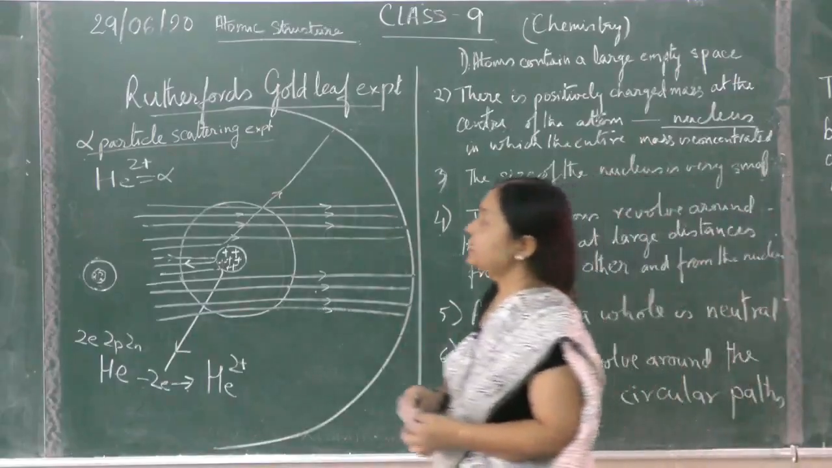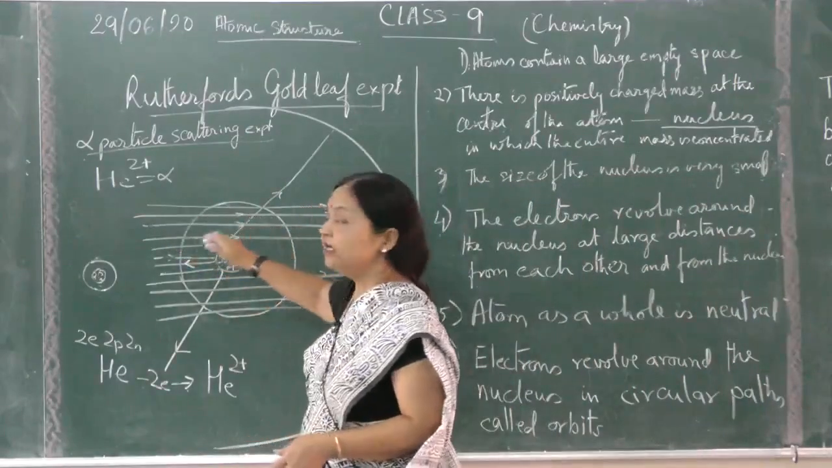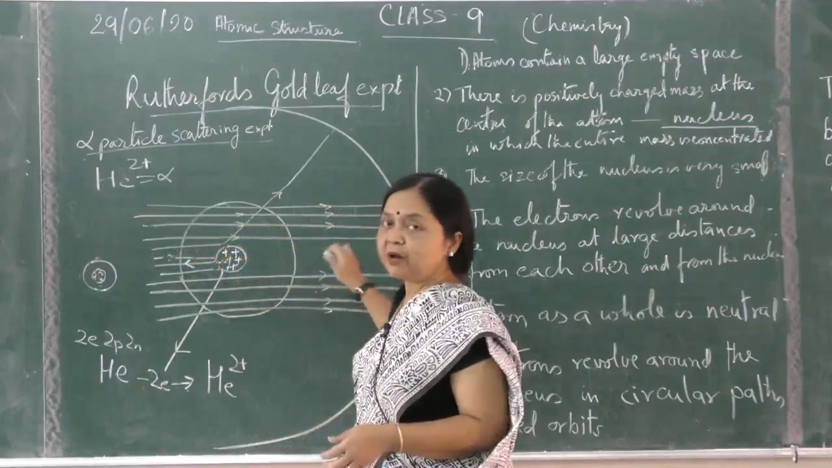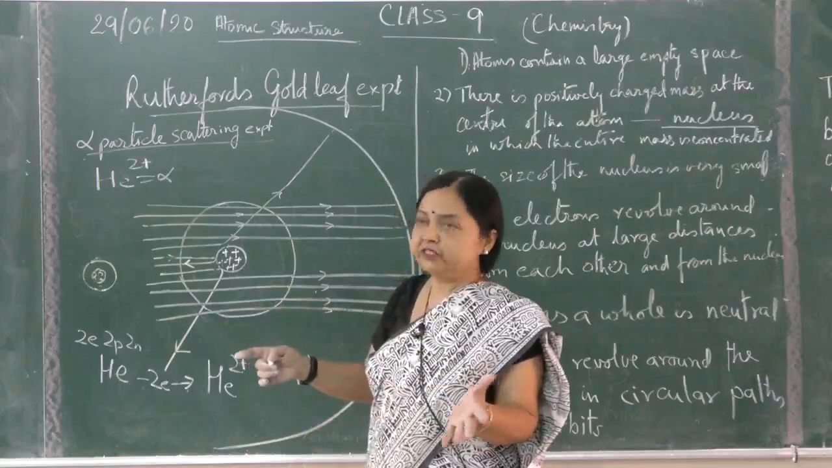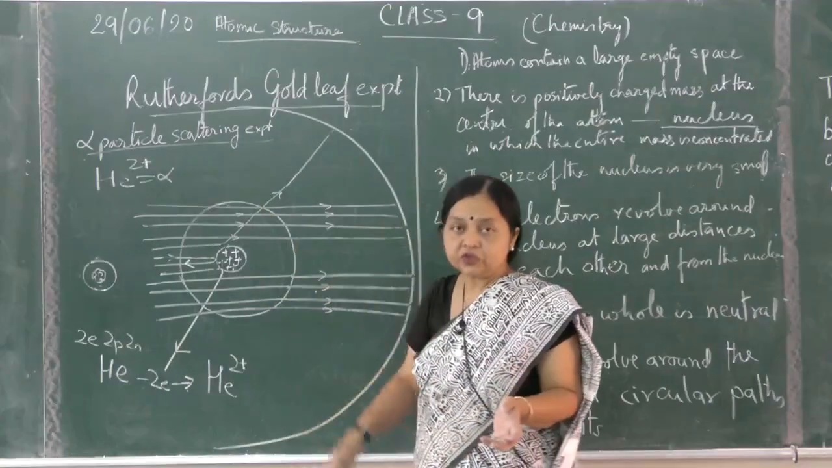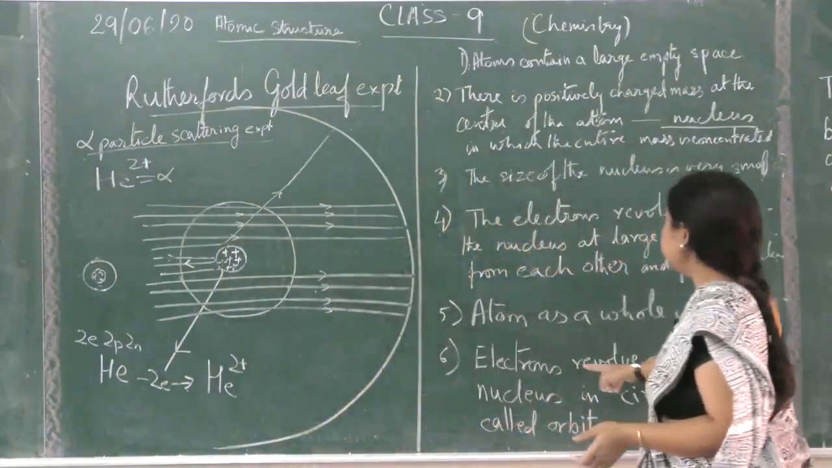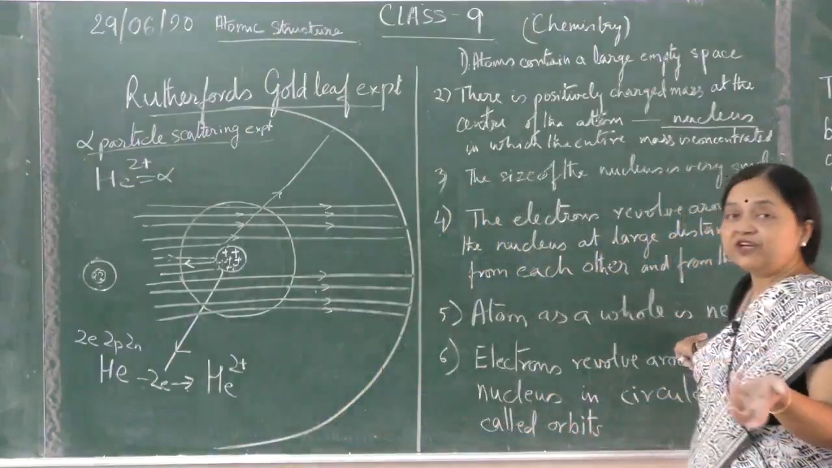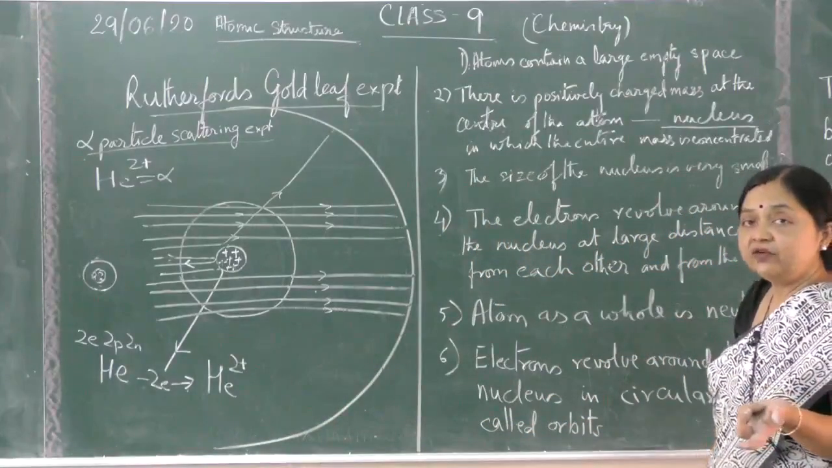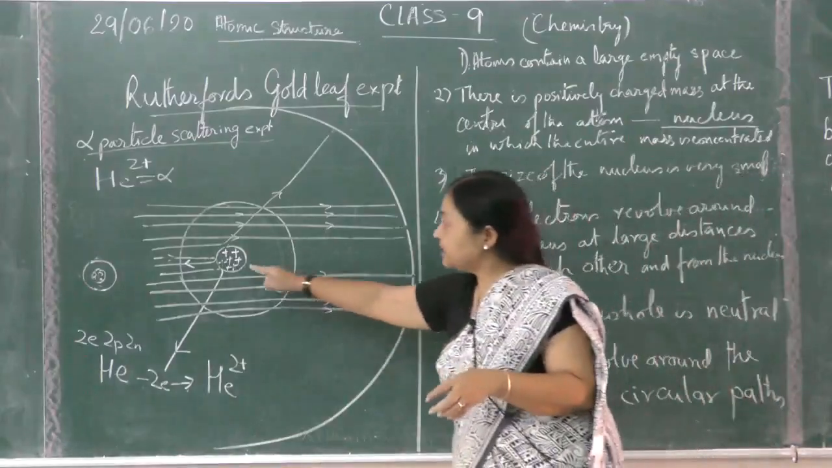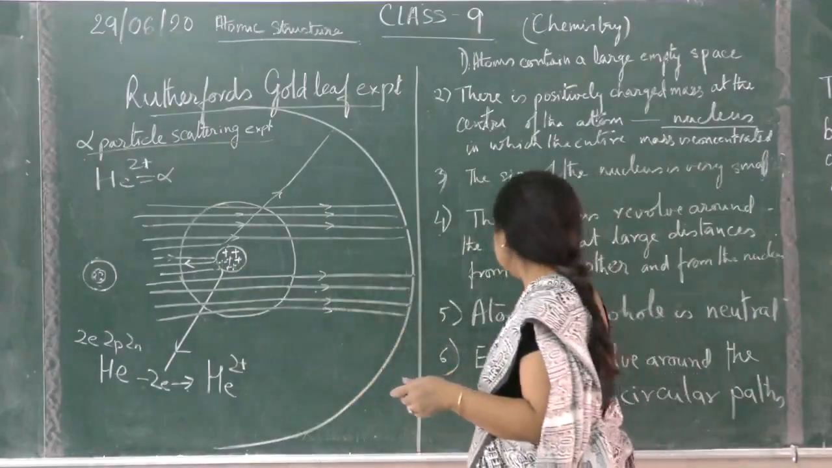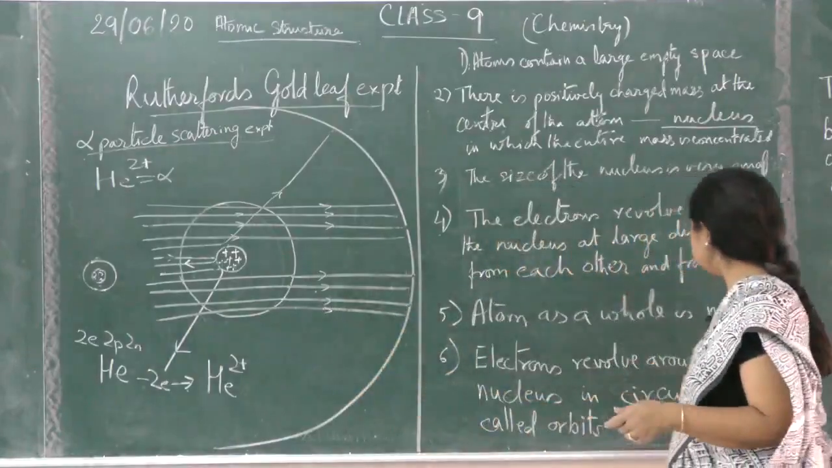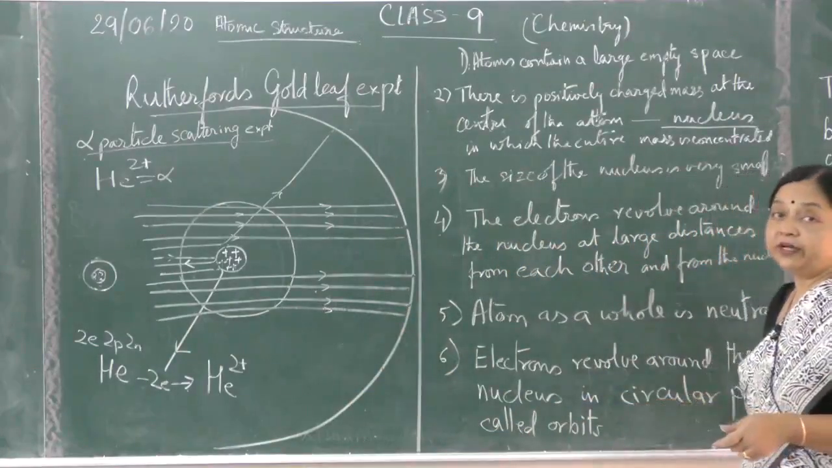That is why these alpha particles did not hit the electrons in these paths, in the orbits. They are in a state of random motion, they are far apart from each other and far from the nucleus also. The atom as a whole is electrically neutral. Why is it electrically neutral? Because the number of protons present here is equal to the number of electrons, right? Then the electrons revolve around the nucleus in circular paths called orbits.